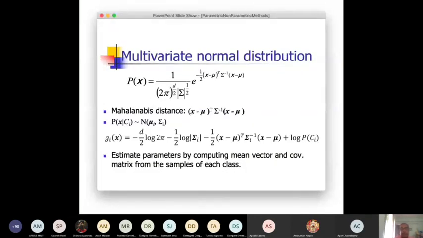So you can estimate parameters by computing the mean vector and covariance matrix from the samples of each class. And this discriminant function, its form is a quadratic form. That also you can see: x minus mu transpose, and then sigma i inverse and x minus mu. So that would give you a quadratic form of discriminant function. So what should be the dimension of this particular term? If I make a dimension analysis, what do you expect? What should be the dimension of this term?